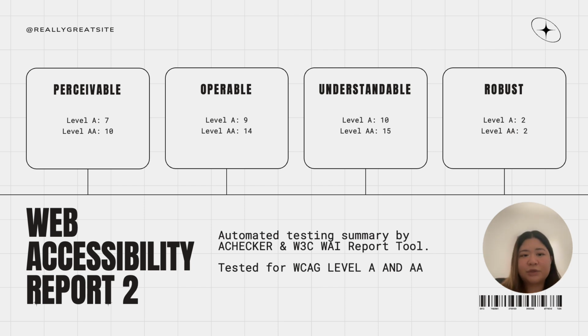However, there are some issues that were found. For perceivable, we have a total of 17 issues, primarily around content clarity. For operable, we have a total of 23 issues, which includes navigation and usability functions. For understandable, we have a total of 25 issues, covering areas like instructions and feedback. And the last one, robust, we have a total of 4 issues, which relates to compatibility with assistive technologies.